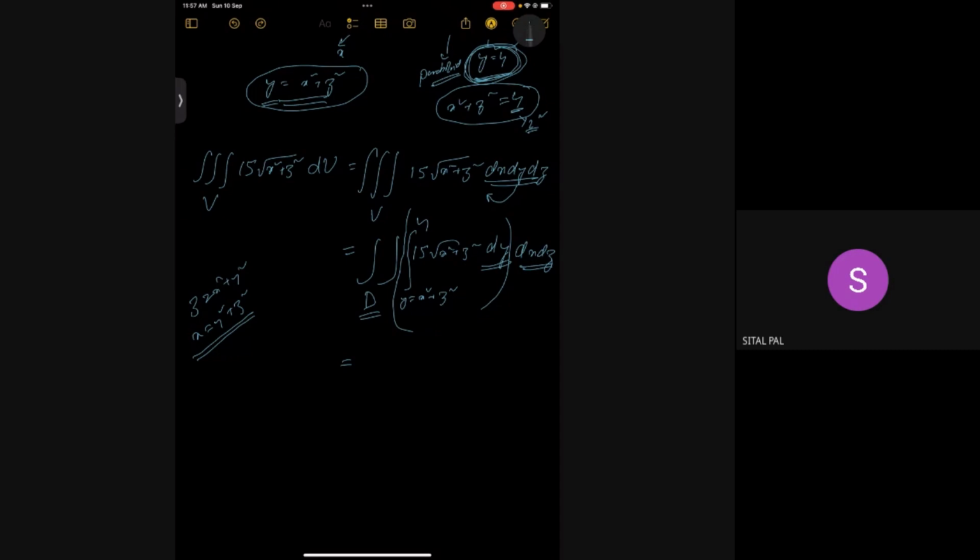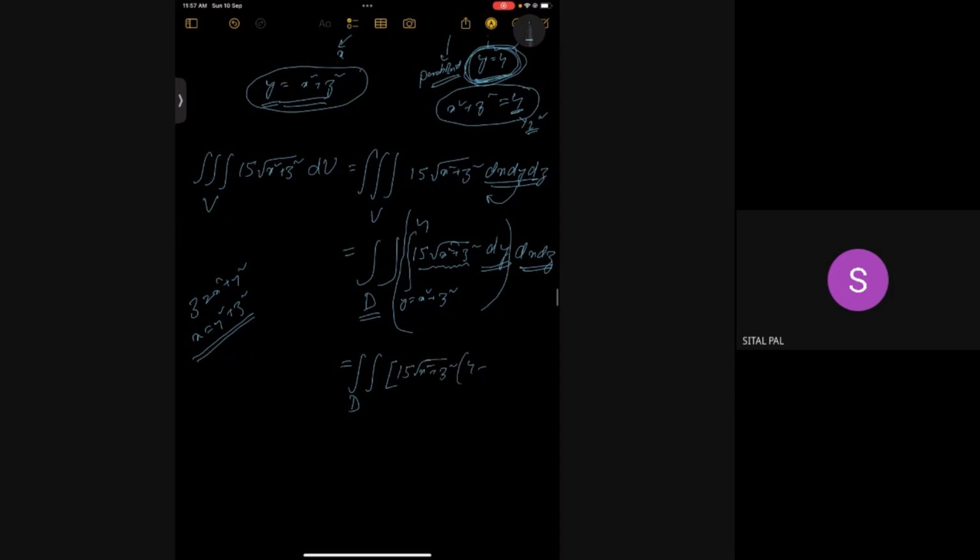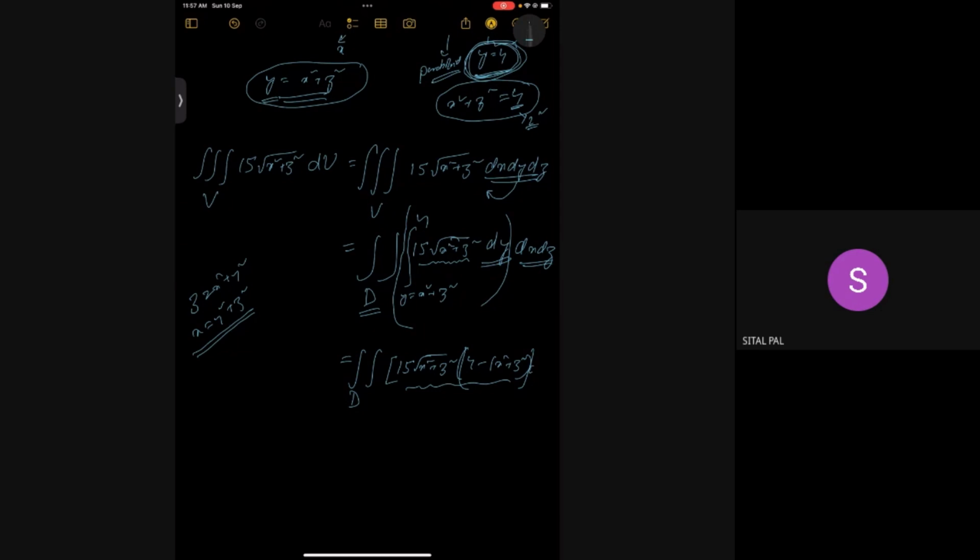Yeah. So if you compute this, you are integrating this function. There's no y here, so I'll treat it as a constant. Integrating over dy, I'll get 15 x squared plus z squared, times 4 minus x squared plus z squared, and all these are functions of x and z, 2 dx dz.